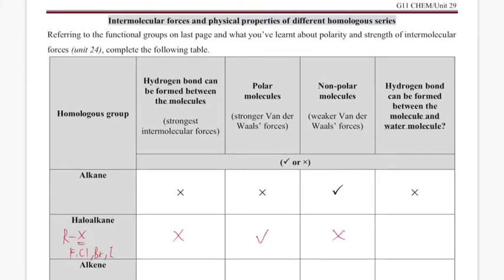But of course, there are some special cases. If we have those halogens attached onto the carbon chain symmetrically, then it can be nonpolar. Okay, and then can hydrogen bond be formed between the molecule and water molecule? Okay, so there is one possibility. For the majority of cases, we say no, except when we have R attached to a fluorine.